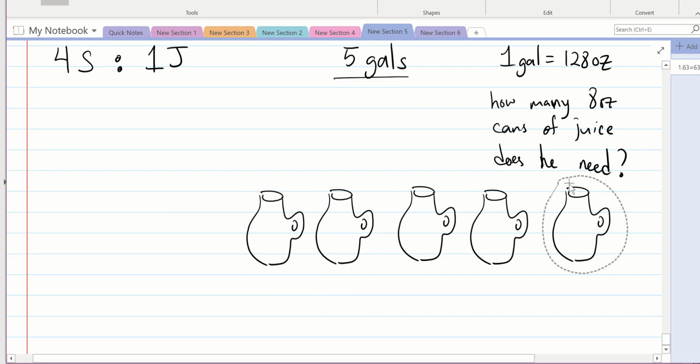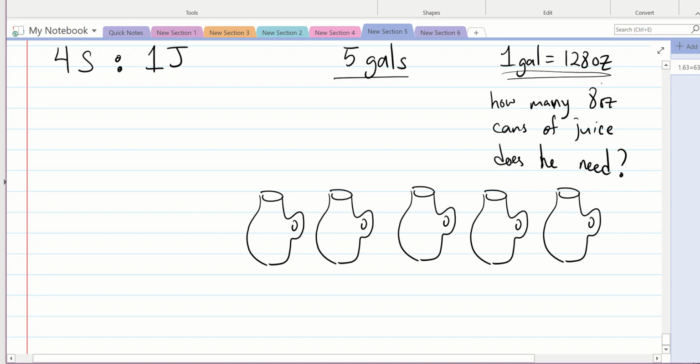He wants to make 5 gallons of juice, and he told us that 1 gallon equals 128 ounces. He wants to know how many 8-ounce cans of juice he needs. Now, out of these 5 gallons, the ratio for this mixture is 4 seltzers per 1 juice. So this is part by part. First thing you want to do is find the total, which is 4 plus 1. That's the total of the mixture. So it's 4 seltzers to 5 total, and the other ratio is 1 juice per 5.